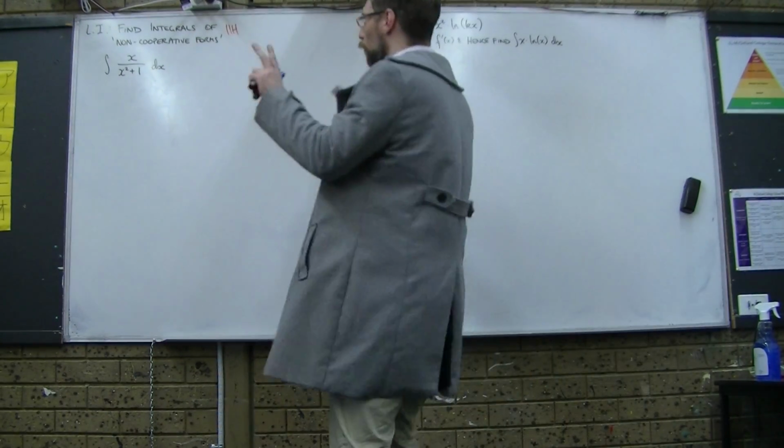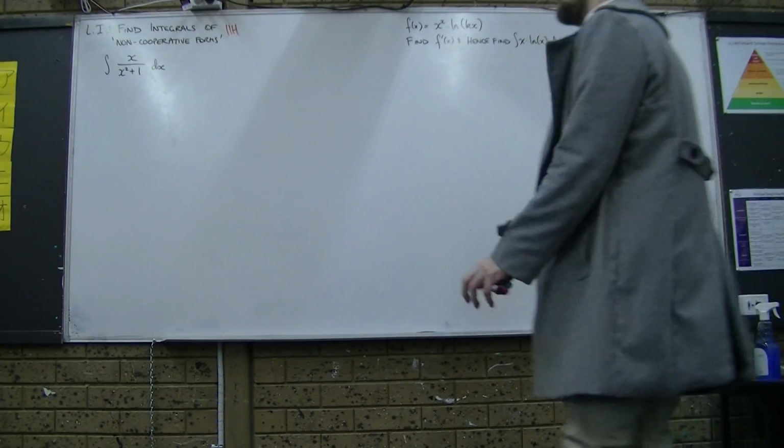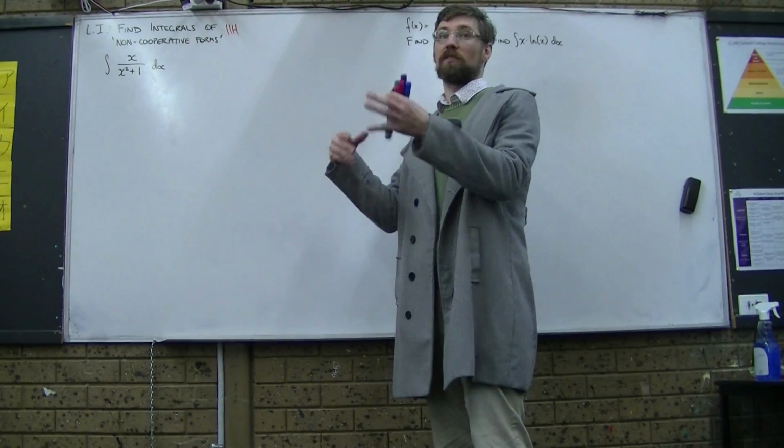Okay. So, find integrals of what I'm going to call non-cooperative forms. In the book, they call them miscellaneous exercises. So, this is like other stuff.